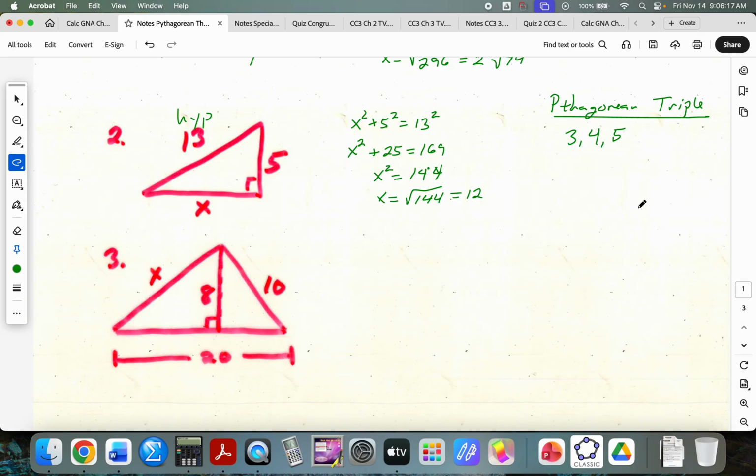That also means that any multiple of that, so for example, 6, 8, 10, or 9, 12, 15, you could keep going and keep going forever. You're like, why should I bother memorizing 3, 4, 5? Well, because if you get a problem that the two legs are 3 and 4 and you want to know the hypotenuse, you don't have to do any work. You just go, oh, it's 5, and you're done. Not required to show any work.